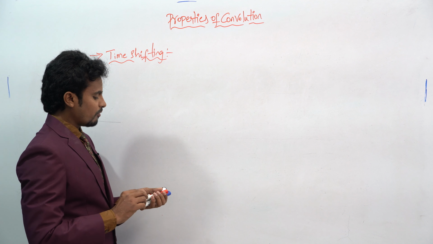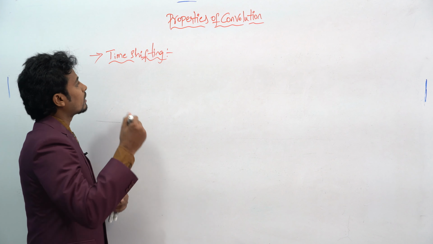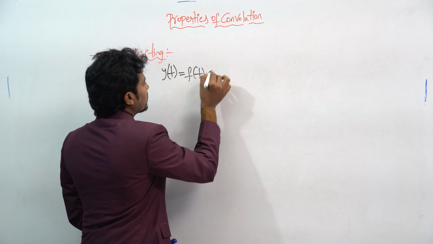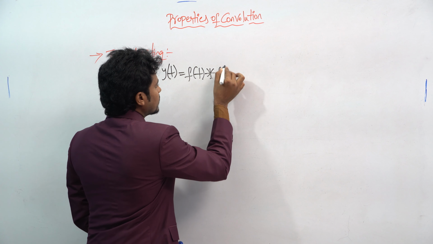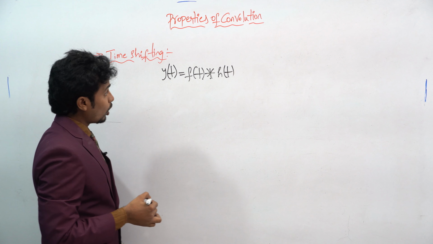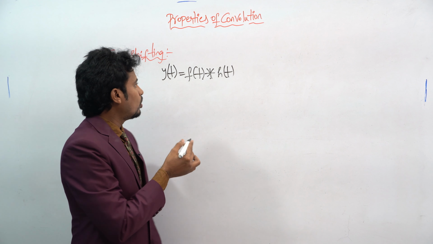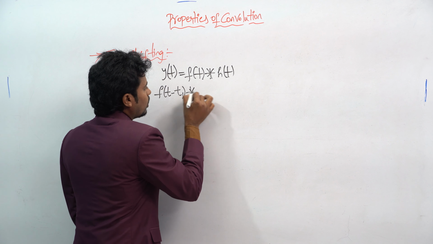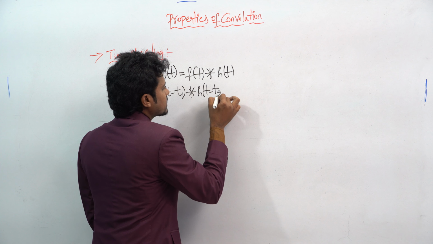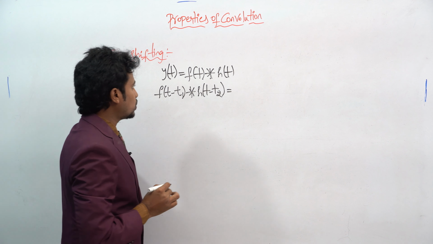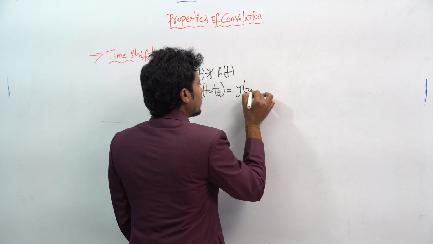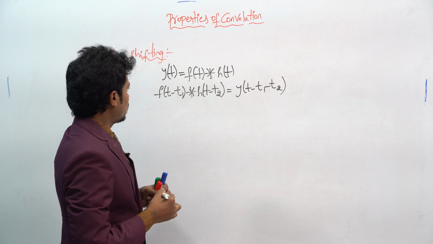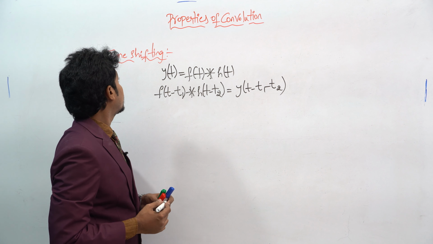So you already know how you can write y of t. y of t is equal to f of t convolved with the step response, h of t. For example, if I want to write f of t minus t1 convolved with h of t minus t2, that will be equal to y of t minus t1 minus t2. This was the time shifting property.